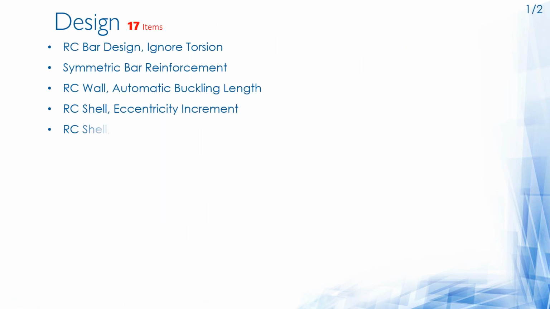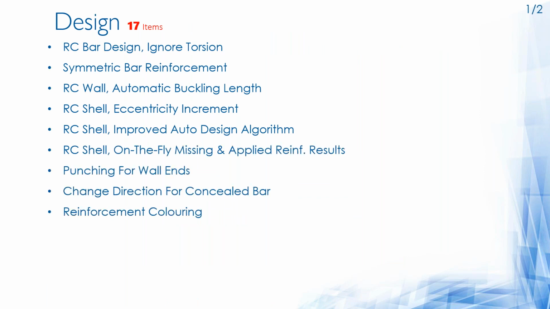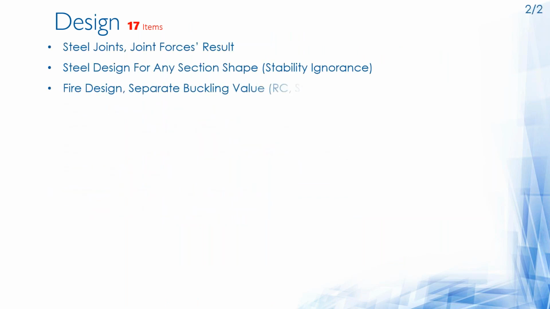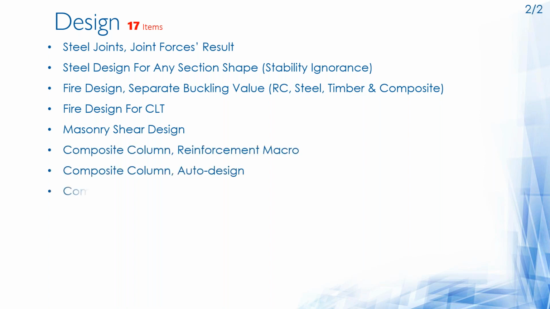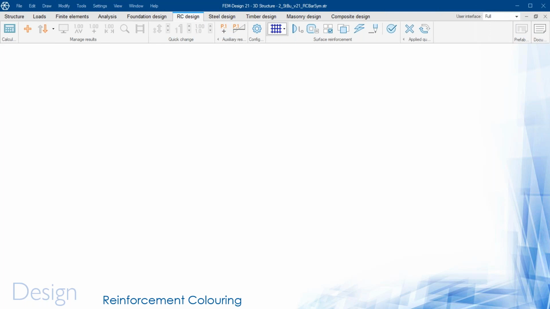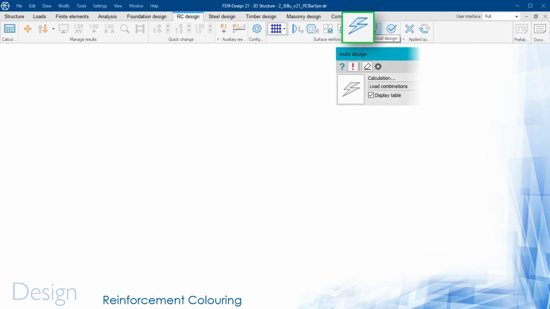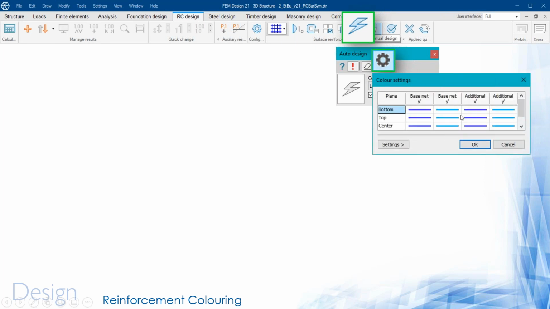Now we start with the design. In design, we have 17 items that we go through. The first item is the reinforcement coloring. This is available for the manual and the auto design. If we check the auto design, we have an icon here which shows the color of the reinforcement that is preset. Of course, you can overwrite that, save it and use that.